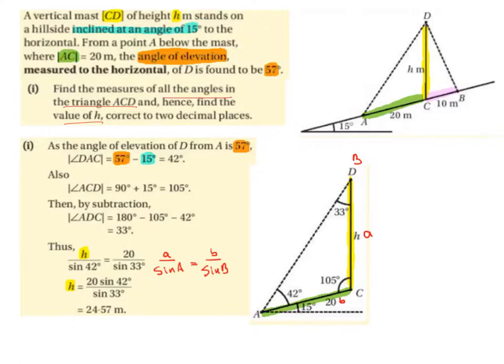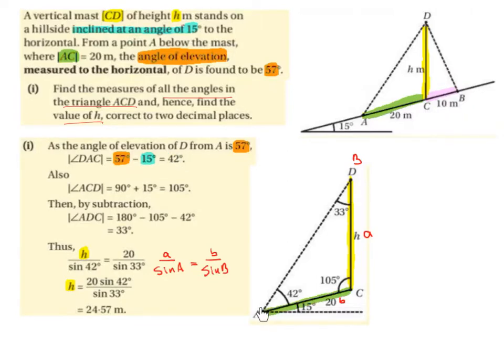So we're told in the question that the angle of elevation of D from A is 57 degrees. So it said the angle of elevation measured to the horizontal of D is found to be 57 degrees. So the angle DAC is going to be 57 minus 15 degrees, which is going to be 42 degrees.